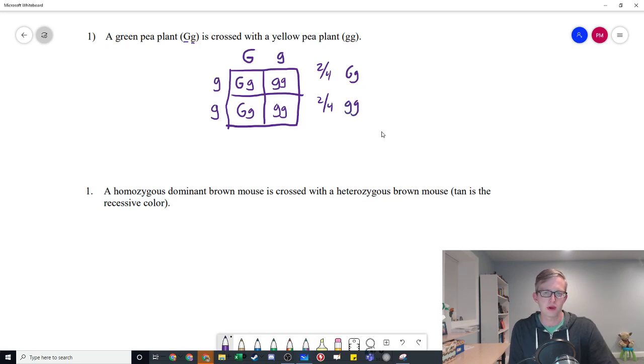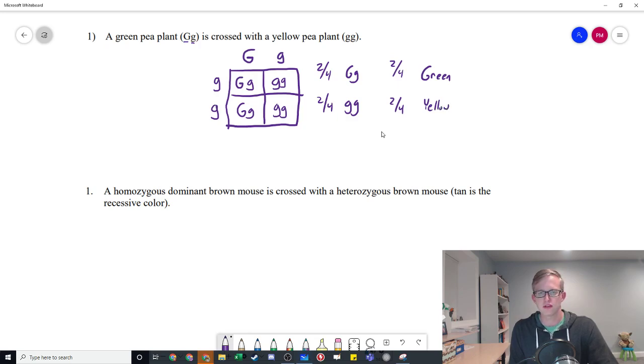Now it's important that we also distinguish whether we're talking about genotype, which is the actual genes that it receives, or phenotype, which is the physical outcome. So if we look at this, we can say, okay, we have 2 possibilities of big G, little g, 2 possibilities of little g, little g, but what that really means is that we have a 2 out of 4 possibility of a green offspring, or a 2 out of 4 possibility of a yellow offspring.